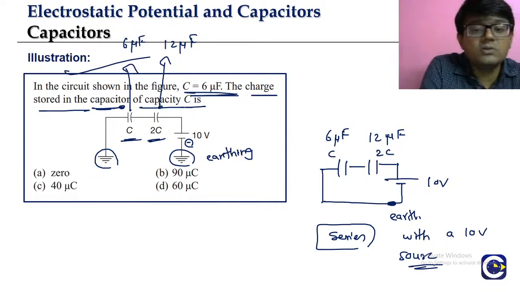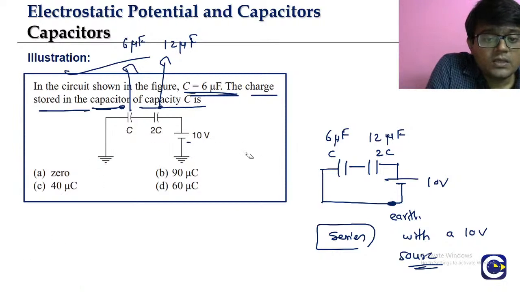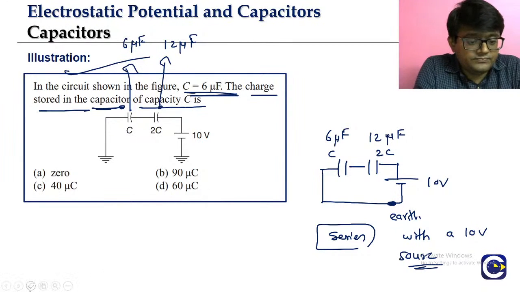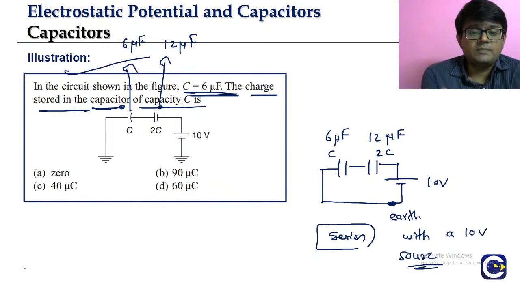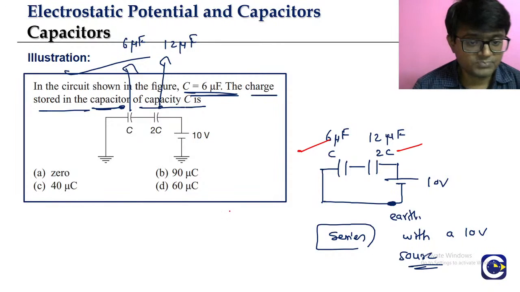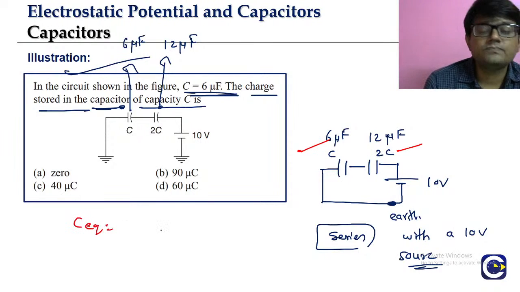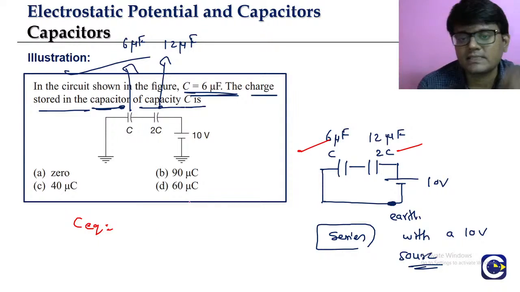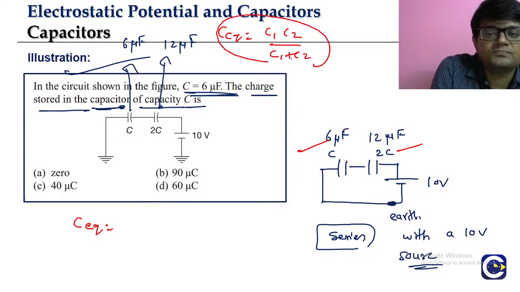See, at a quick glance we are not able to tell whether they are in series or parallel arrangement. But if you observe for some time, that side is connected to earth, and this side also is connected to earth. If you join those two sides, both are connected to earth. So you will see that C and 2C are forming a series combination. What is their equivalent capacitance? Remember we discussed this formula, C1 C2 by C1 plus C2.